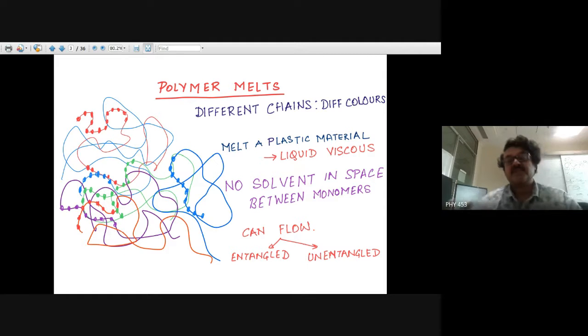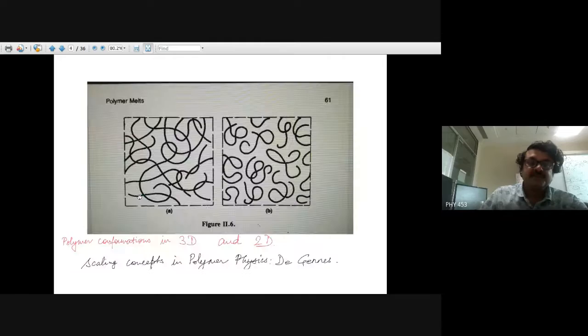So all this will be discussed partially in today's lecture, partially in a later lecture. But the picture that you should have in mind when we talk about polymer melts is something like this, and something which can flow, right? And the first question is, okay, so polymer chains in a melt, are they overlapping?